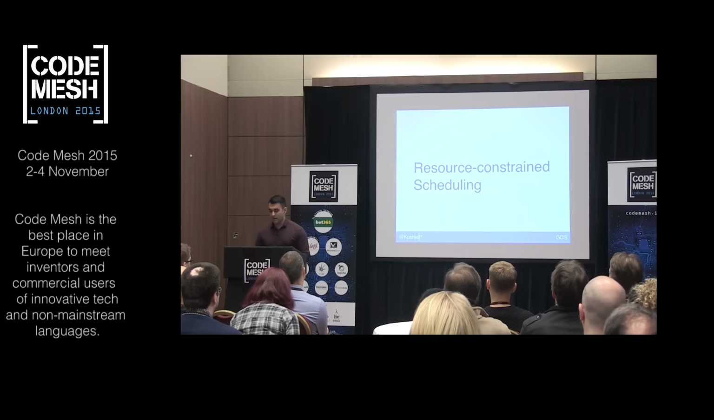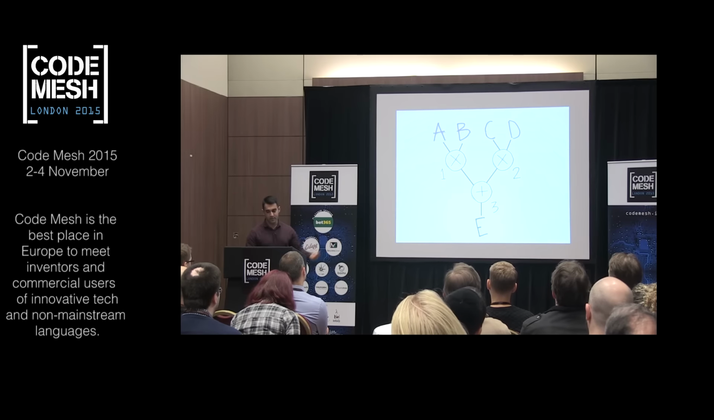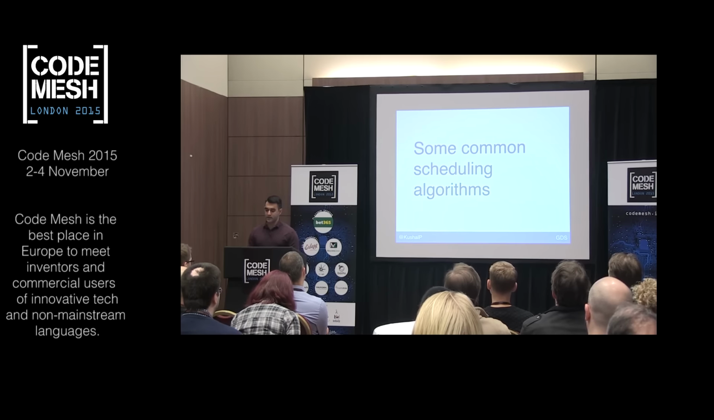Cool. And then there's the resource-constrained scheduling step. So let's say we only had 1 multiplication unit and 1 addition unit. We know that we can only do so many things at a time. So in our example here, we would have to do a given multiplication, then another, and then finally complete the addition step. So we've seen some common scheduling problems already. So let's look at some common scheduling algorithms.